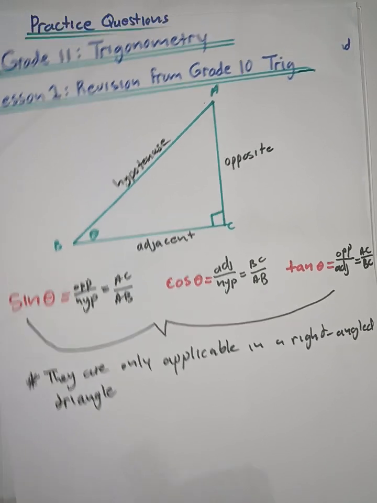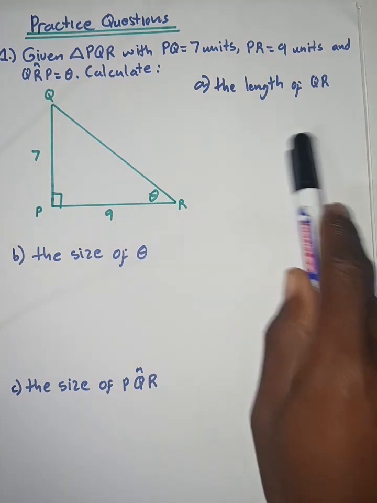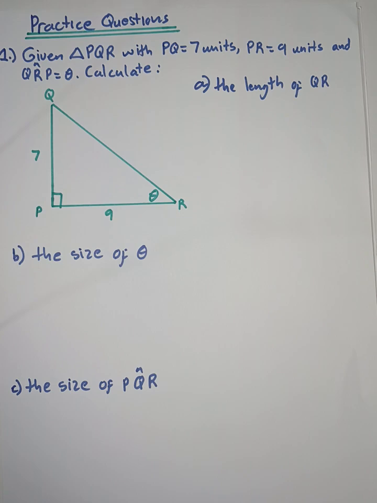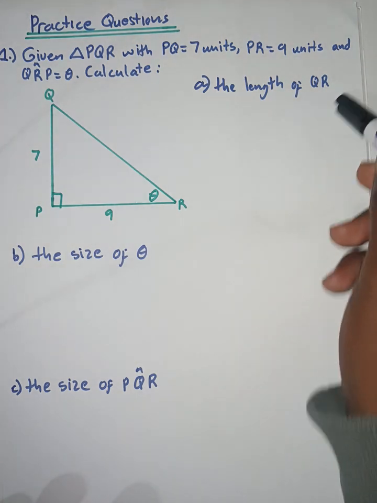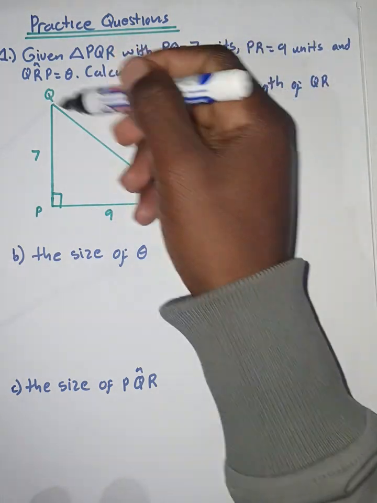We are going to do 3 questions. I would suggest that you pause, try them out, and then watch the solutions. They say, given a triangle PQR with PQ being 7 units and PR being 9 units, and QRP being theta, calculate the length of QR. This would be the length that they want us to calculate. You can already see that this is the hypotenuse.